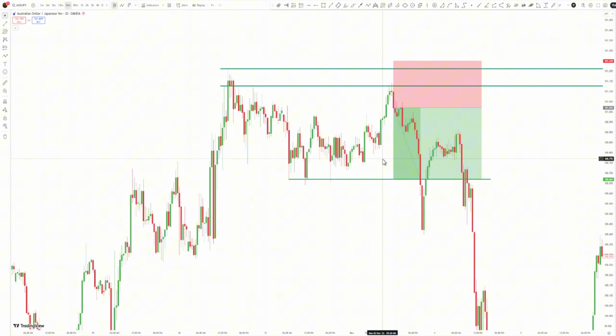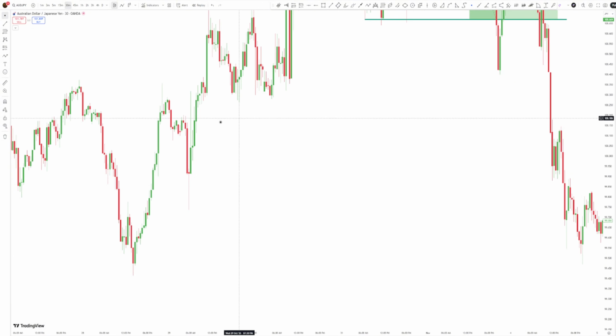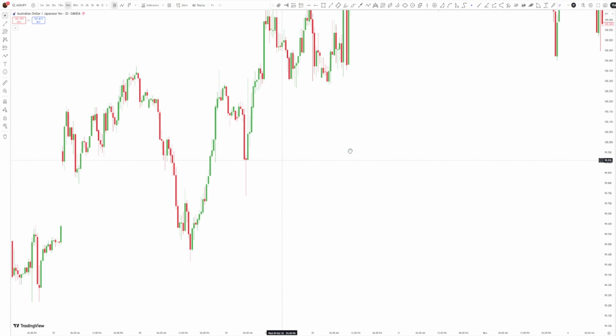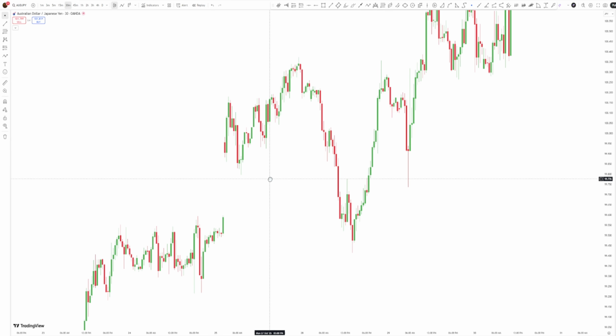You can actually use minor levels as your target levels or stop loss levels. It is better to use minor support and resistance more as target and stop loss levels rather than depending on them as support and resistance. And let's go to another example.